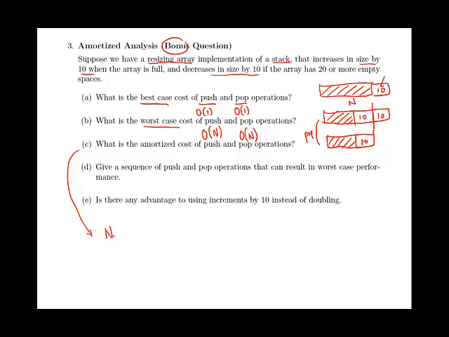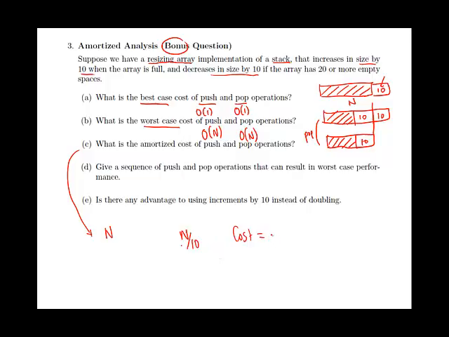So that's n operations. But if every time you write, so let's suppose you start with size 0, and then you have to make it 10, you have to make it 20, you have to make it 30. So this means that the array will be resized n over 10 times. Let's assume that for simplicity, n is a multiple of 10. So n over 10 times at a cost, this is the resize cost.